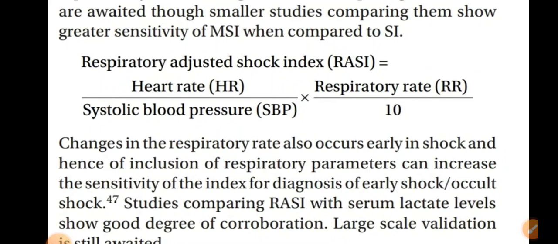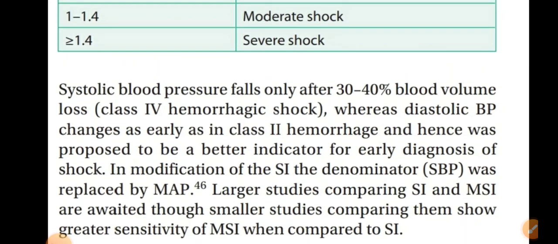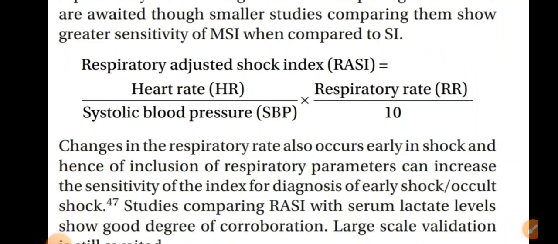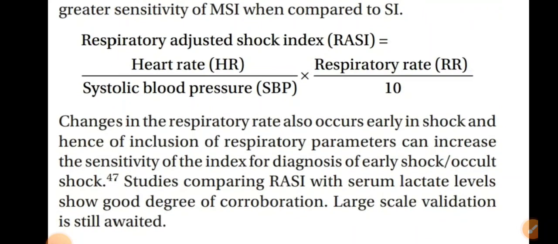So we studied three indexes here: shock index, heart rate divided by systolic blood pressure, and modified shock index, heart rate divided by mean arterial pressure. Hope it's clear. And one more is the respiratory adjusted shock index, where heart rate is divided by systolic blood pressure, times respiratory rate divided by 10. So guys, these are the parameters to identify shock as early as possible.